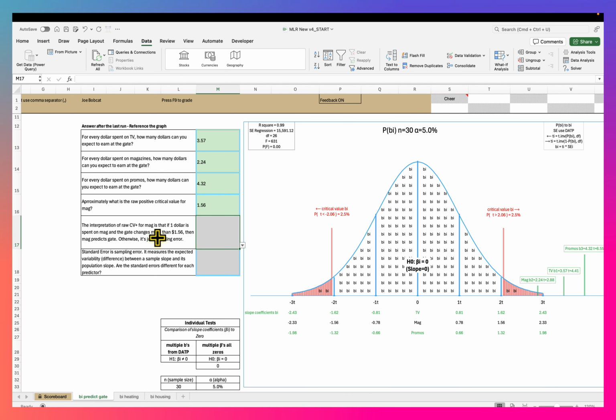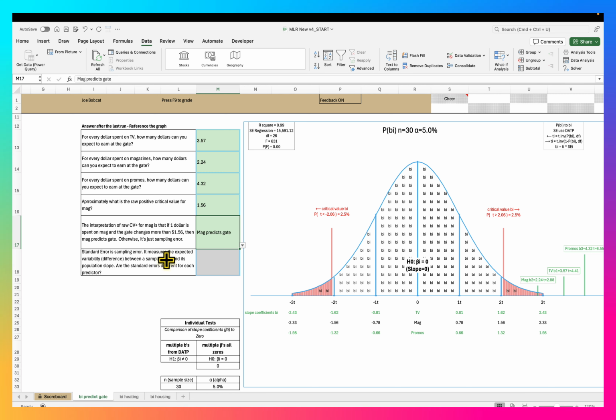The interpretation of the raw critical value for magazine is that if $1 is spent on magazines and the gate receipts change by more than $1.56, then magazine predicts gate. Otherwise, it's just sampling error. So that's kind of cool. In other words, you have to exceed $1.56 for every dollar spent on magazine before we're going to call it significant. And in fact, we were out here at 221, so we're definitely significant. So magazine predicts gate. Standard error is the sampling error. It measures the expected variability between a sample slope and its population slope.